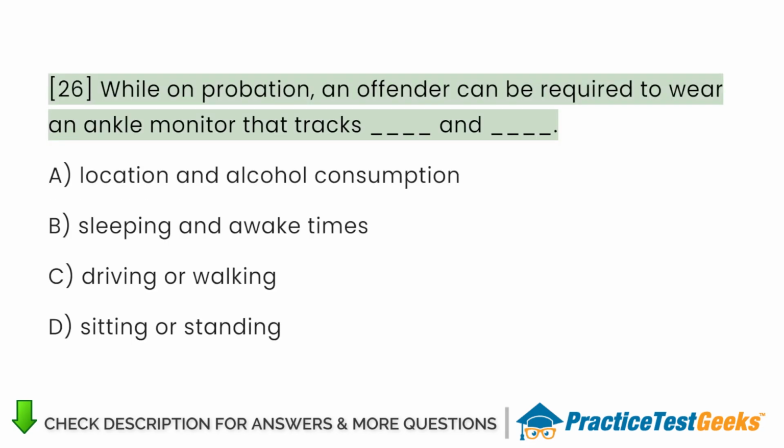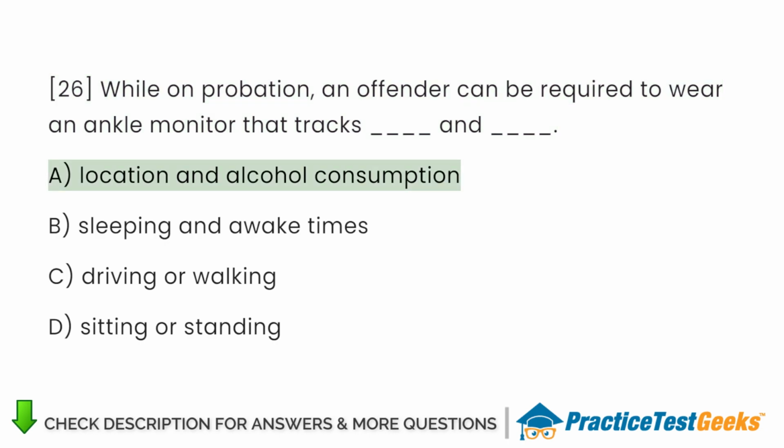While on probation, an offender can be required to wear an ankle monitor that tracks: A. Location and alcohol consumption. B. Sleeping and awake times. C. Driving or walking. D. Sitting or standing.